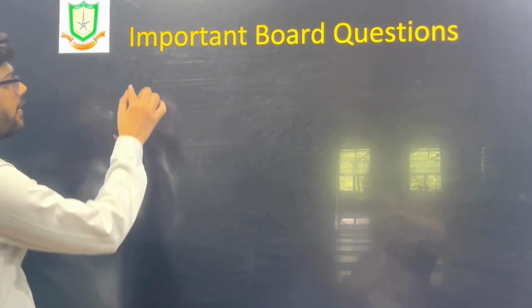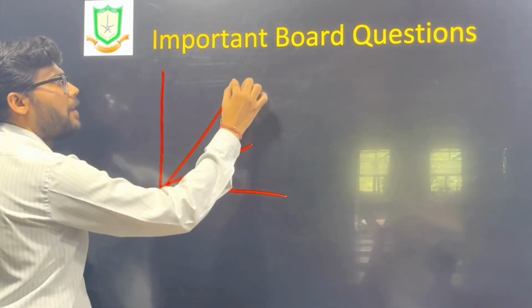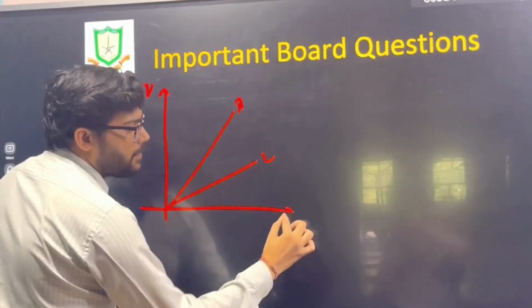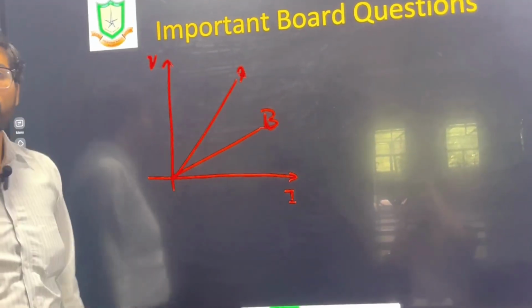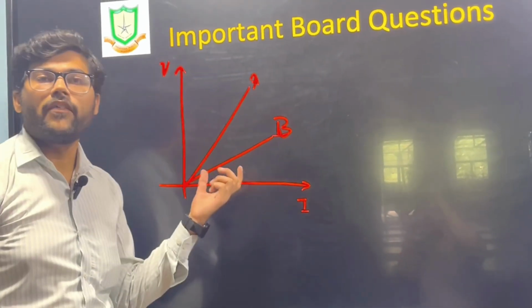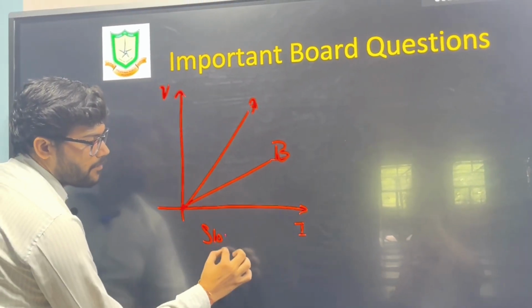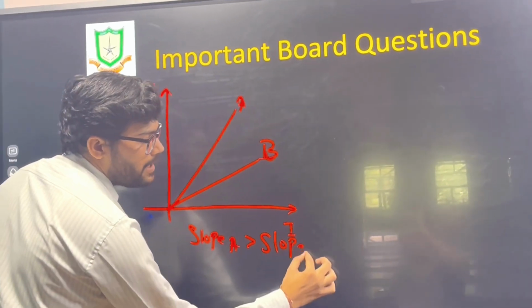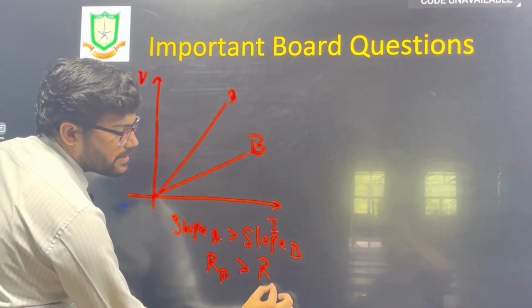Once a board gave a question where they give you a diagram like this, A and B, they have a marking here as V and marking here as I. Now they ask you which one of them has higher resistance, A or B. So I say slope of A is greater than slope of B. So resistance of A is more than resistance of B.